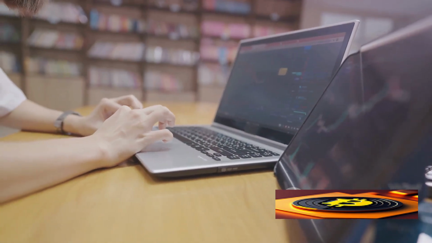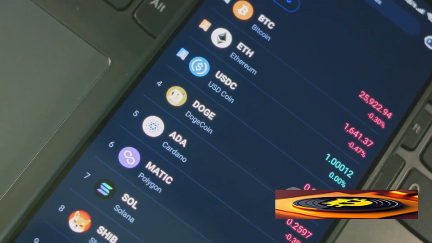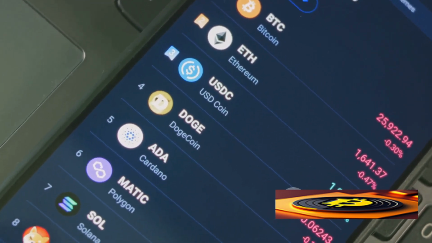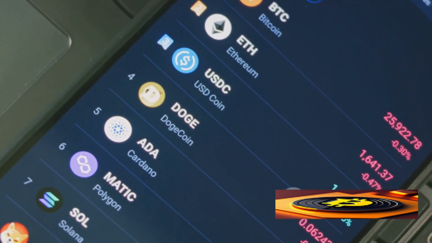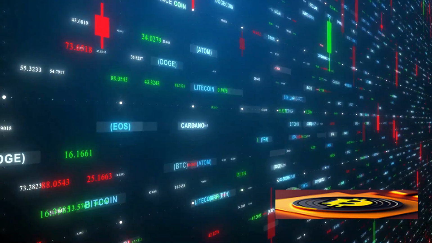There are various types of digital wallets out there, from online to offline and even hardware wallets. Each has its own pros and cons, so it's crucial to do your research and choose the one that best fits your needs. Once you have your digital wallet all set up, it's time to choose a digital asset exchange.